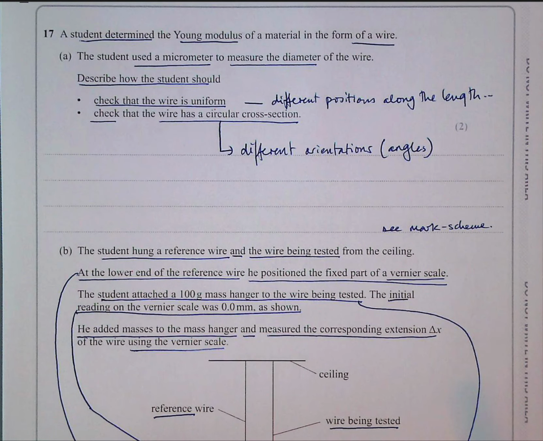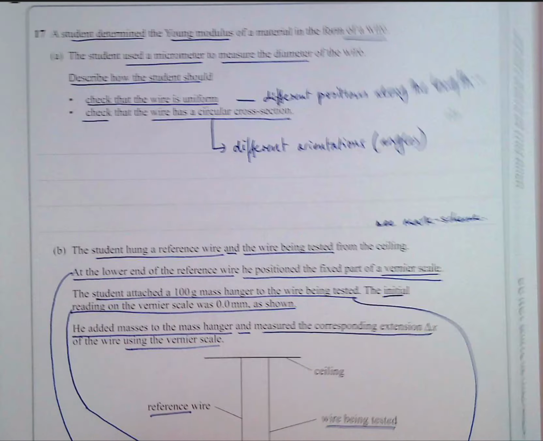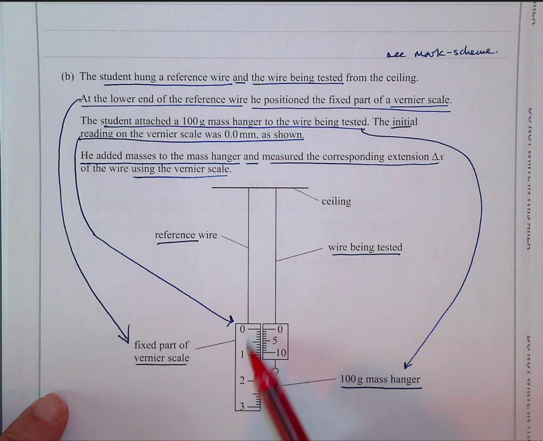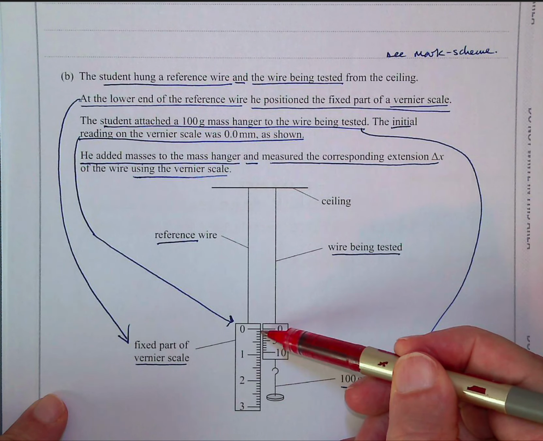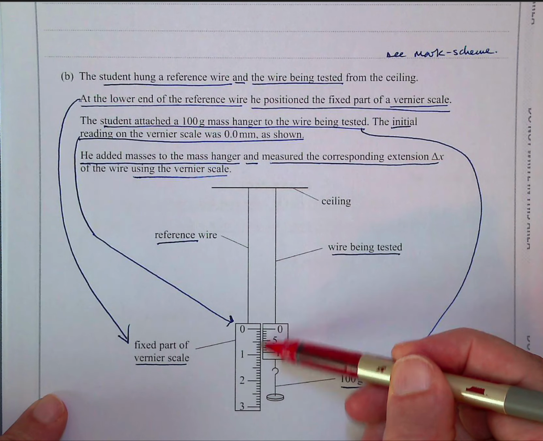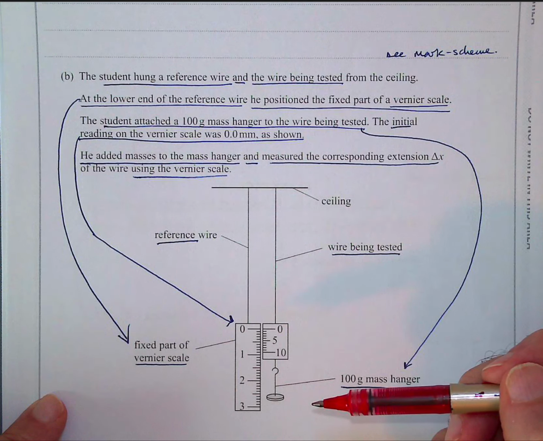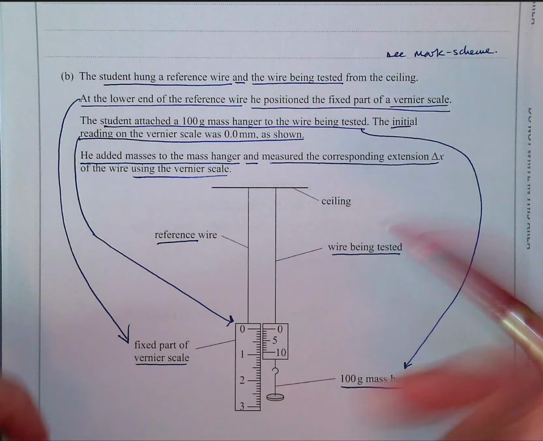Then it comes to the nitty-gritty, the data, the setting up. So the student hung a reference wire. This is the reference wire, which is holding the fixed part of the vernier scale. The vernier scale, you'll notice, has got 10 points on it, and they're slightly non-aligned with the 10 points on the scale here. And that's how a vernier scale works. So you need to make sure you know how a vernier scale works when you're measuring it in the lab.